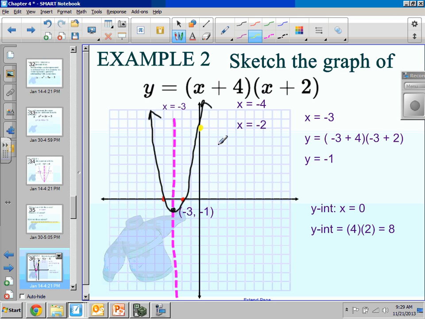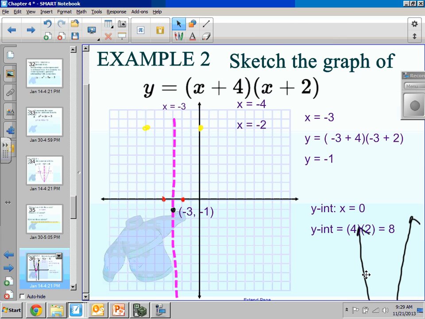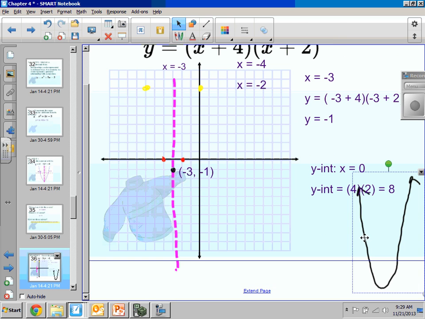So you can get a pretty nice looking parabola because you have 1, 2, 3, 4 different points. And also, if you look here, do you see here's your line of symmetry? The y-intercept is 1, 2, 3 away. Your other point should be 1, 2, 3 away in this direction. So that gives you a more symmetrical parabola. So let me try that again. I can fix it.